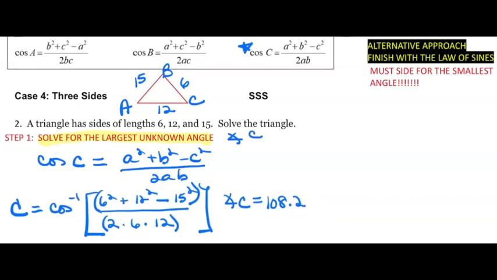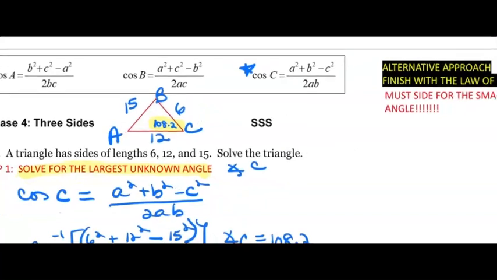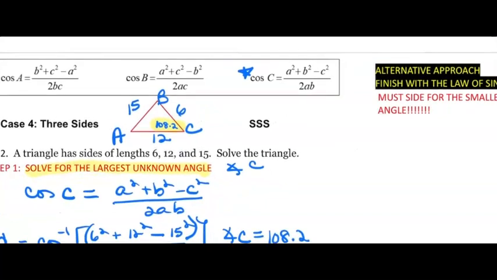Now, let's go ahead and fill that in. 108.2, and I'm going to highlight it in yellow so that I know that I have solved for the missing angle. And I'm going to use the alternate approach. I'm going to find the other angle using law of sines, but if I'm going to do that, I have to go for the smallest angle. So what's my smallest angle? I should be looking at angle A because that's across from the 6.